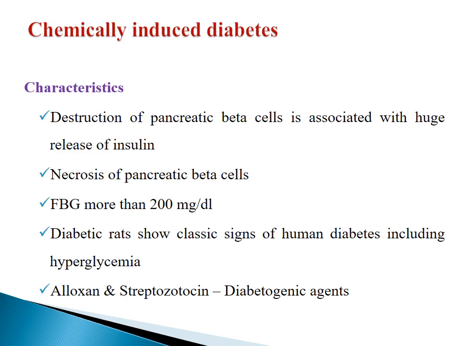Initially, that insulin tries to reduce the blood glucose level, but as the load goes on increasing, it causes necrosis of pancreatic beta cells. Therefore, blood glucose level starts rising, and in these animals, after inducing the diabetes, the fasting blood glucose becomes more than 200 mg per deciliter. Further, these diabetic rats show classical signs of human diabetes including hyperglycemia, glycosuria, polydipsia, polyuria, and loss in body weight.